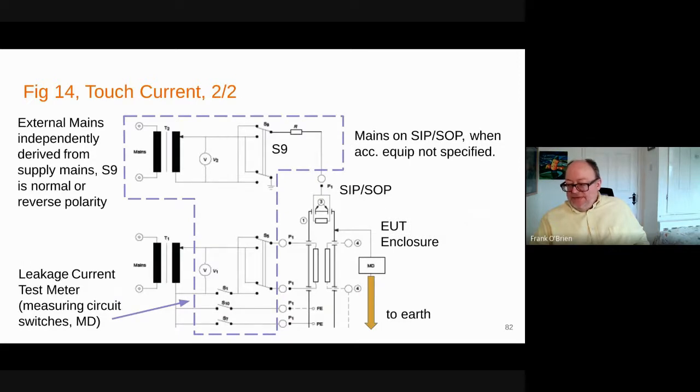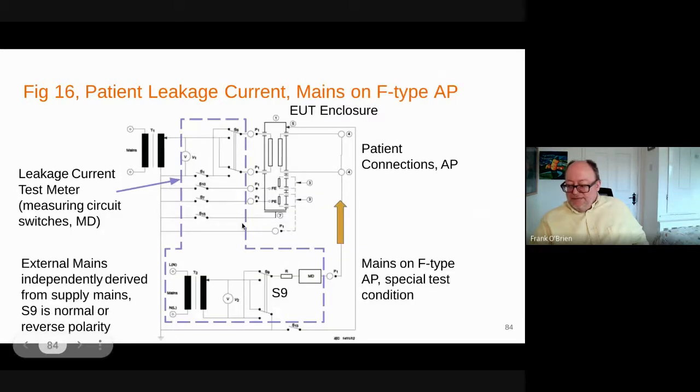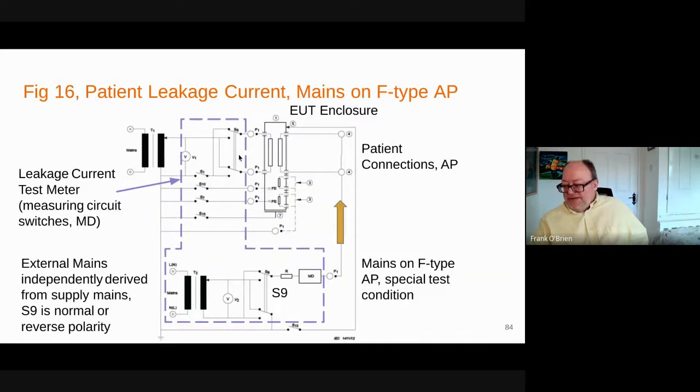Here's mains on that SIP sub, and that presumably your commercial vendor would do that for you. Patient leakage. Now we need to know where our applied part is. That's what this is. We're going from applied part to our reference, earth. And so for leakage, we do that. And then think about mains on the applied part.